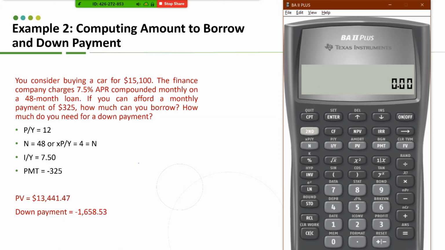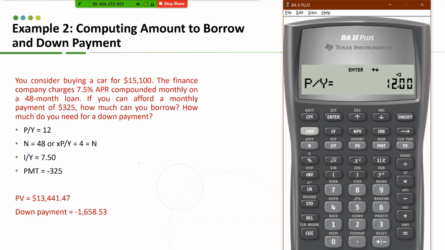For these questions, I extract the values. P per Y is 12 because it says compounded monthly, and N equals 48 months. Interest rate per year is 7.5 and payment is 325. So the first step, after you reset the calculator, is to set payment per year to 12, because by default it will be 1, which is for annual. To change the payment per year, press second and then P per Y. Change it to 12, press 12 and then press enter.